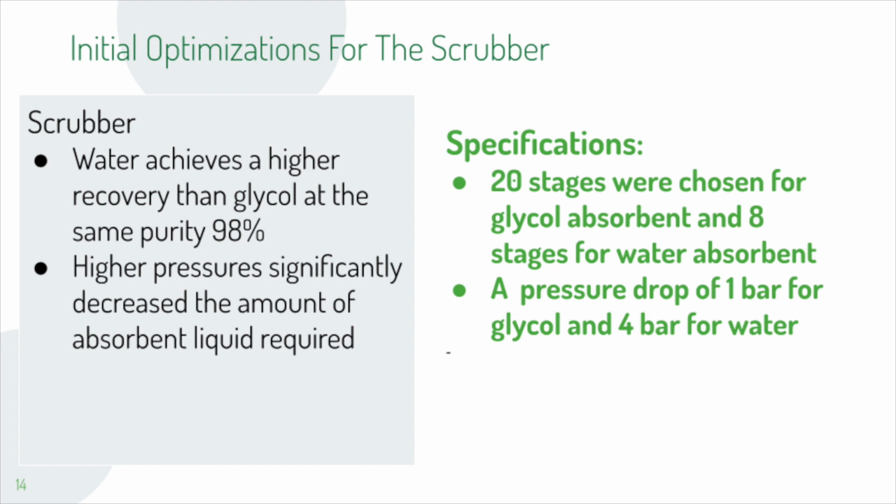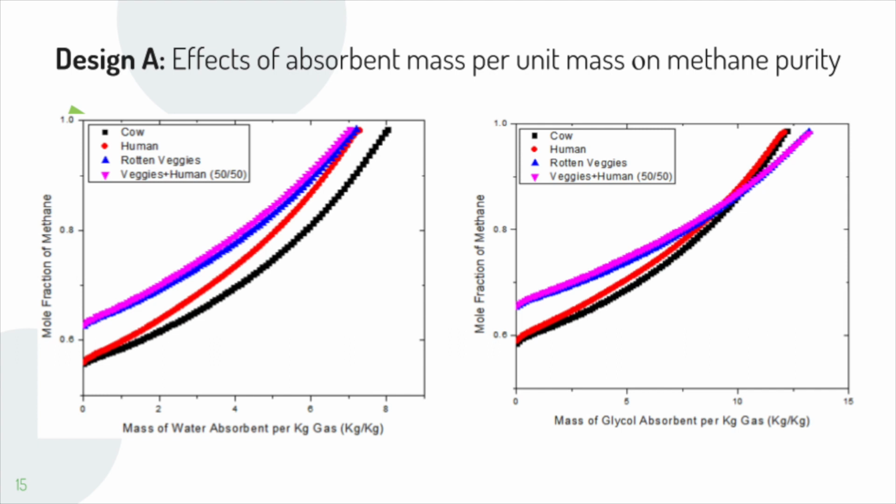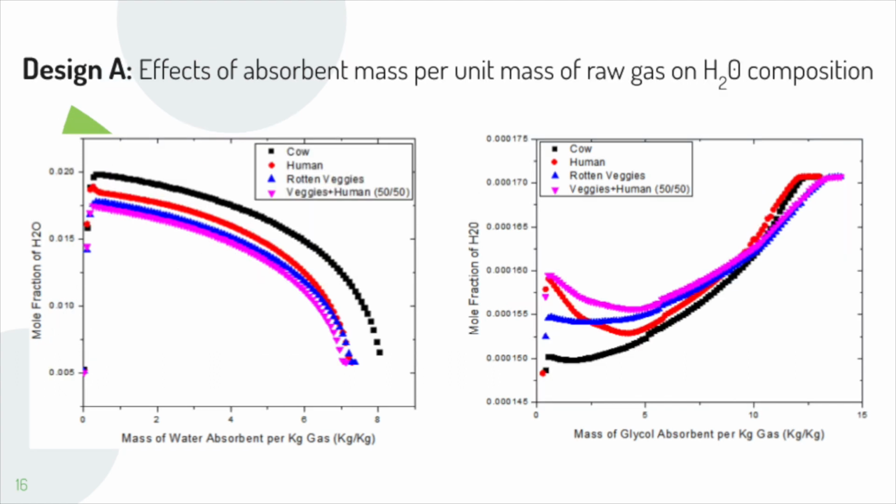If we compare the product purity versus absorbent between the substrates, the figures here indicate that with a lower absorbent mass, water was able to scrub the vegetable and human mixture best, followed by the rotten vegetables, as compared to glycol. In these figures, the y-axis represents the mole fraction of water in the product. Glycol with 1% water content was able to dry the product 5 times more than water. This is desirable for gas that's intended for pipeline in developed countries.